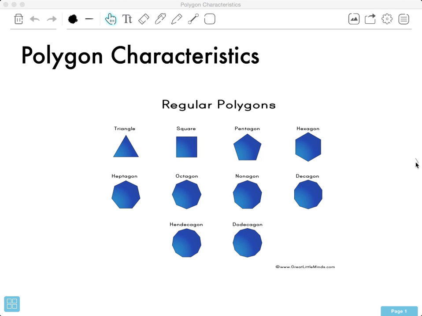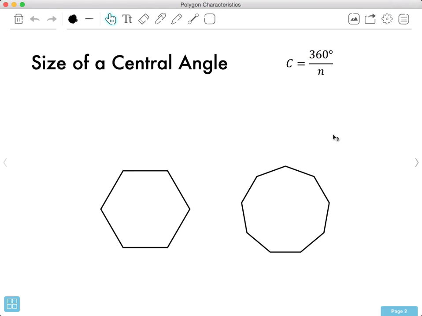What we're going to look at in this video is what you can calculate on a polygon, how to use each of the formulas associated with polygons, and what it is you're actually calculating. So we'll start with the size of a central angle.